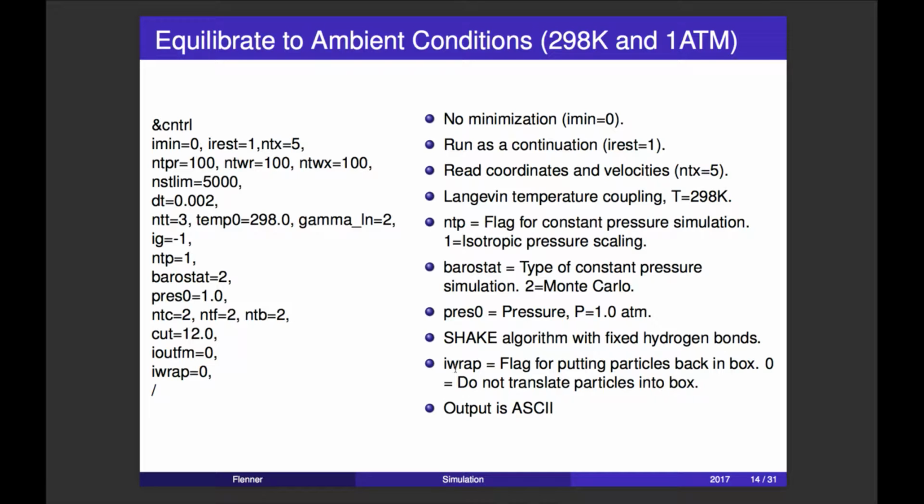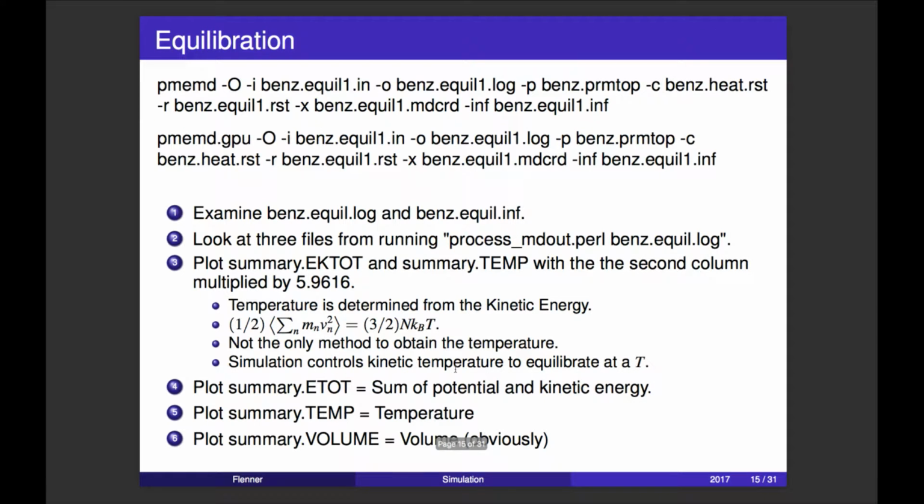It turns out that it's much easier to put things back in boxes than it is to figure out whether or not it's left a box. So I will show you how to do that. I always save my configurations unwrapped. Other people don't necessarily do that, and if you're not concerned about dynamics, there's really no reason to do it. But I always save them out. And once again, the output is ASCII.